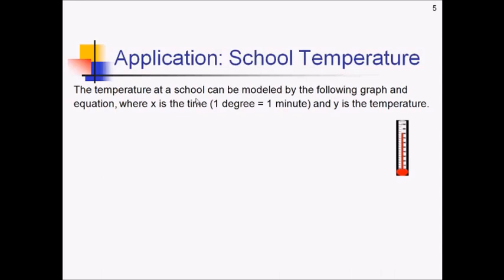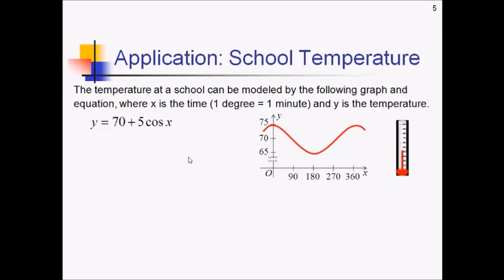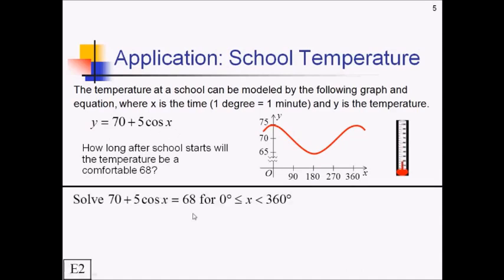The temperature at a school can be modeled by the following graph and the equation that goes with it, where x is the time since school started and y is the temperature. So we see temperature starts at 75, goes down to about 65, and then the heat kicks on and it goes back up again. So what we want to know is how long after school starts, essentially at what angles, is the temperature a comfortable 68 degrees Fahrenheit. So we're essentially asking you to solve this equation between 0 and 360. Pause the video and see how far you can get.